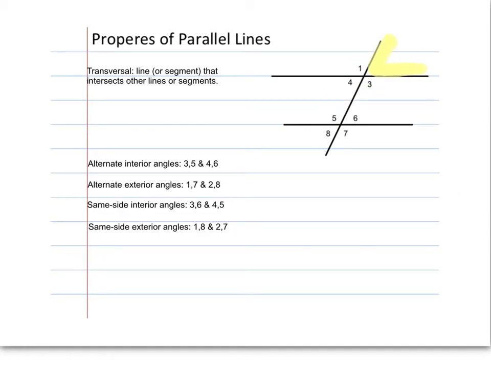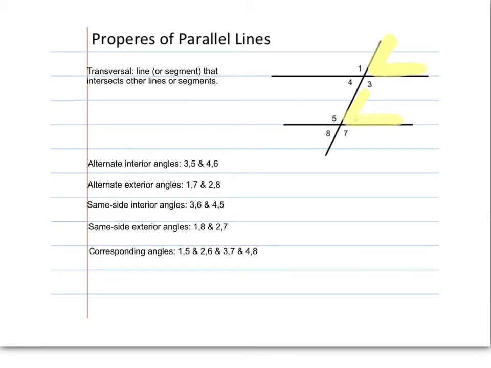So the angle that corresponds with angle 2 is angle 6. Angle 6, which is right there. They're in the same position. So that's what it means for angles to correspond. So corresponding angles in this case would be 2 and 6, also 1 and 5, 4 and 8 correspond. They're both underneath and to the left. And then 3 and 7.